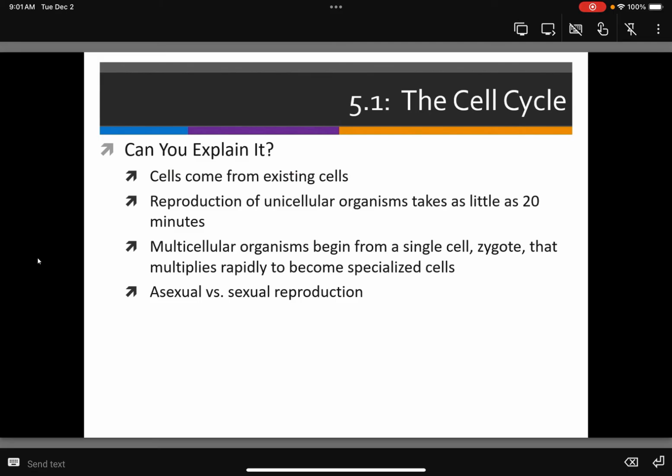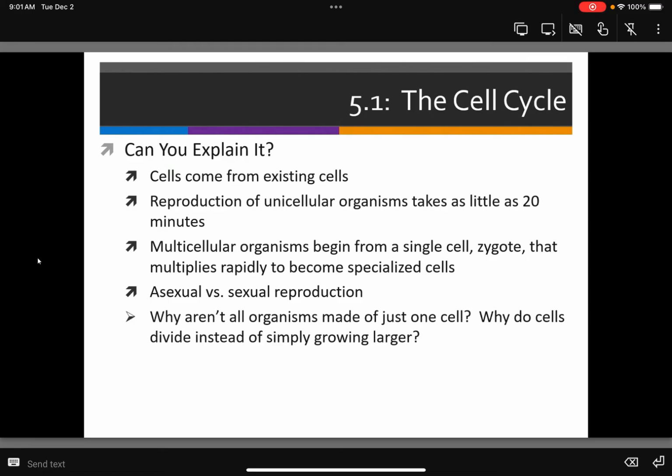And there are different types of reproduction. We have asexual reproduction versus sexual reproduction. Asexual means that only one parent is needed for reproduction to take place. That's how your unicellular organisms reproduce. However, multicellular organisms must go through sexual reproduction in order to create more multicellular organisms. Okay, there should be a question for you on your paper.